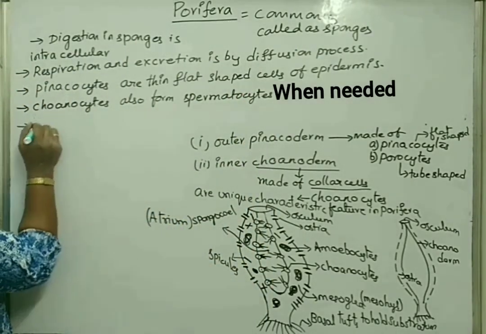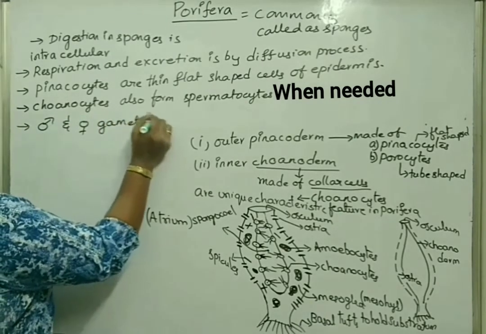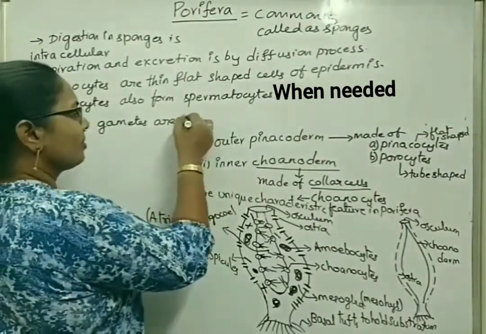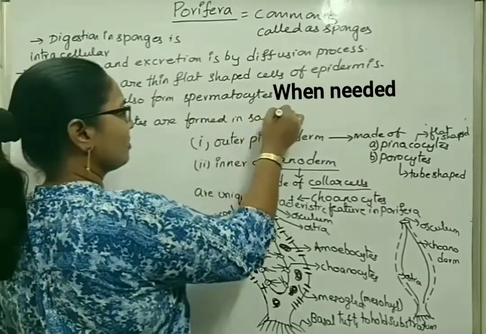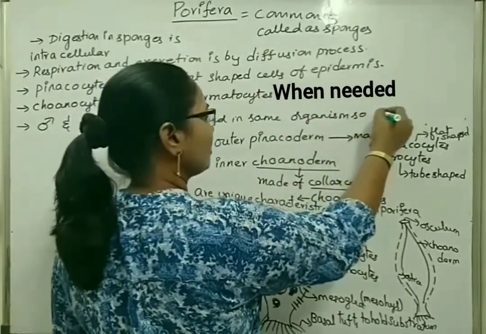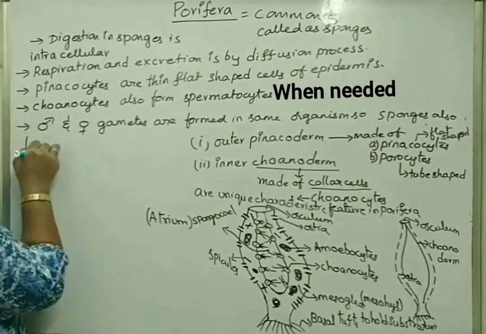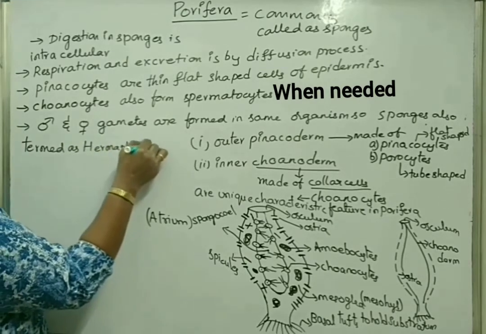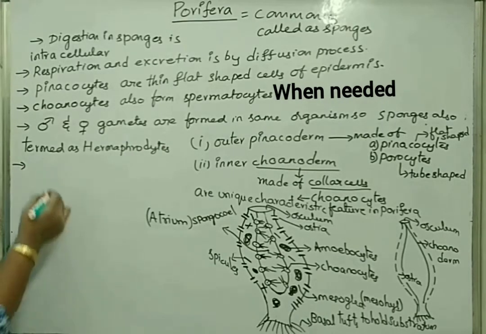Next, male and female gametes are produced in the same organism, so sponges are also termed hermaphrodites. The osculum is surrounded by myocytes.